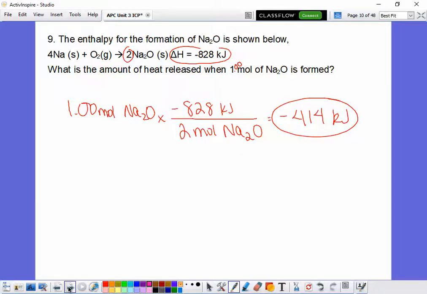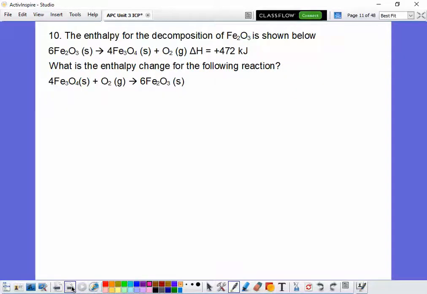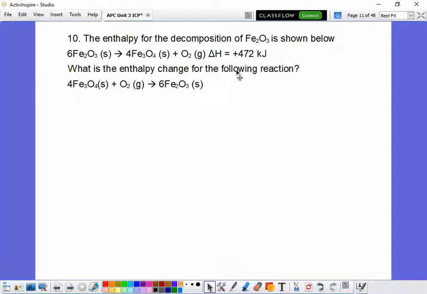There's no calculation involved. So we have the enthalpy for the decomposition of Fe2O3 shown here in that first equation. And then what is the enthalpy change for the following reaction? What do you notice about the two equations? They're opposites, right? In the first equation, Fe2O3 is my reactant, and it's producing these two things. In the second one, these two things are forming the Fe2O3. They're just opposite equations. Okay? So we flipped the equation.